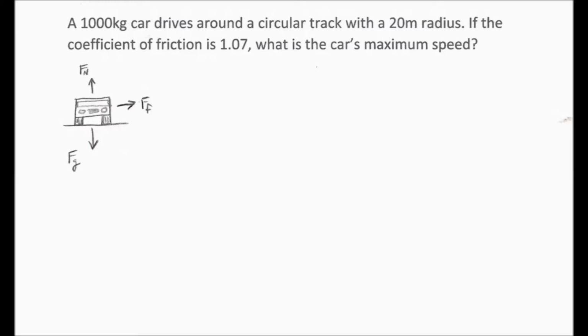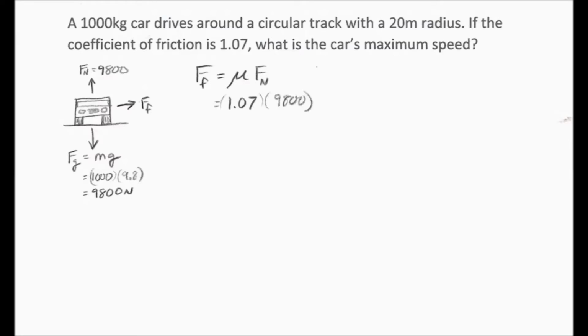Gravity and normal force are vertical. Friction is the only horizontal force. There are no cables or ropes or anything else pushing on the car. So that's pretty much it. We know the gravity force: it's 1,000 kilograms, so 1,000 times 9.8 is 9,800 newtons. The normal force will balance that, also 9,800 newtons. And so we can figure out the friction force because F_f equals mu F_n. So we substitute in the 1.07, our coefficient of friction, multiplied by the normal force, and we get 10,486 newtons for our friction force.